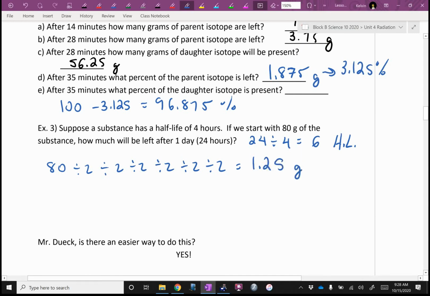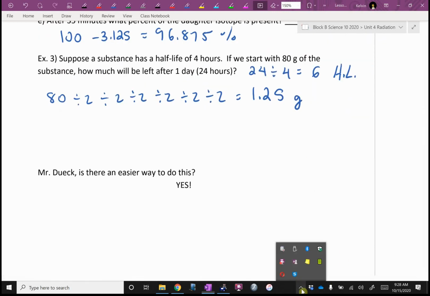1.25 grams. I like how you asked the little question. Pardon me? I like how you asked the little question. Yes. And there is. Pause.